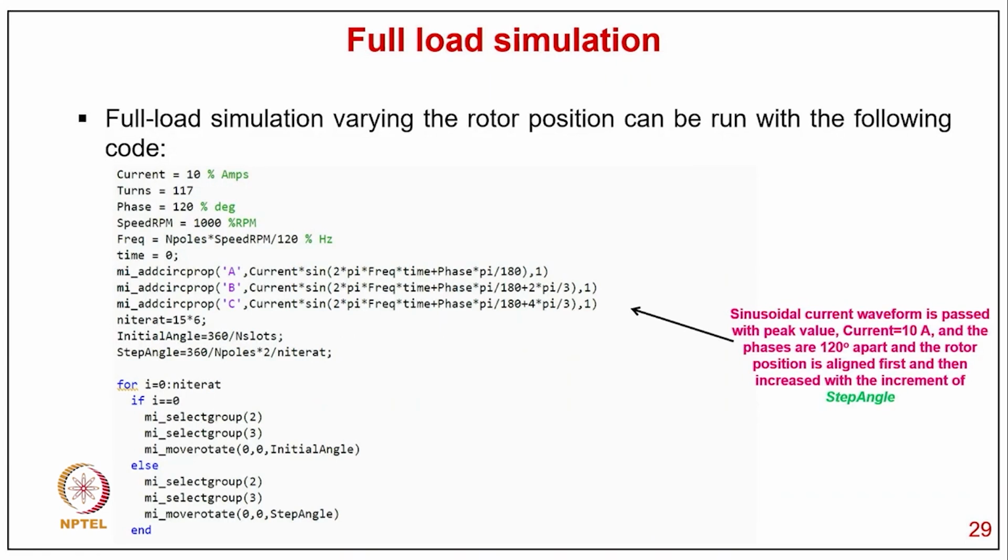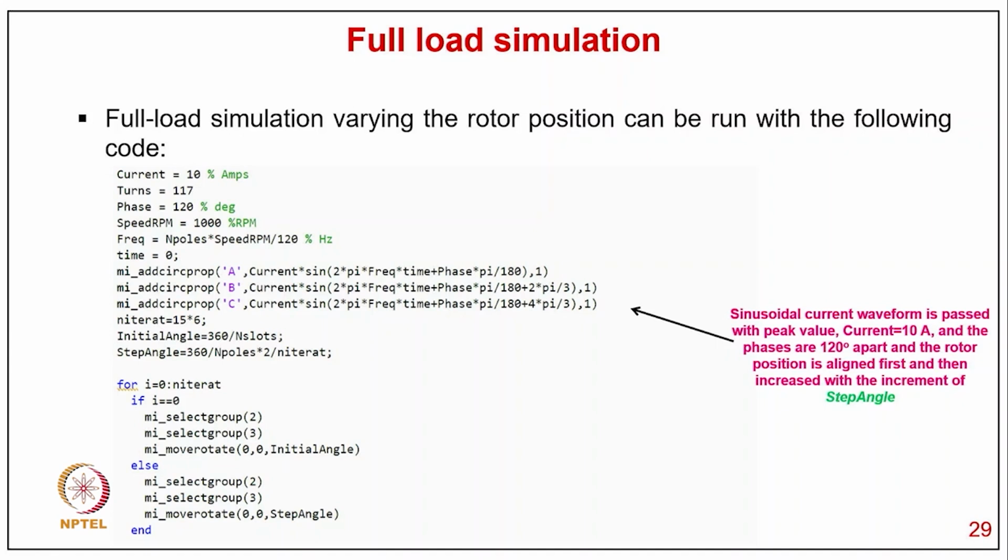Then full load simulation varying the rotor position can be done with the following code. The current equal to 10 ampere, turns 117, phase 120 degree, speed RPM 1000, frequency equal to n_pole into speed divided by 120, time equal to 0. mi_addcircuit A, current sine 2 pi into frequency into time plus phase pi by 180, 1, and mi_addcircuit B, current sine 2 pi frequency time plus phase pi by 180 plus 2 pi by 3, 1, and similarly mi_addcircuit for C phase, current sine 2 pi frequency time plus phase pi divided by 180 plus 4 pi by 3, 1, and n_iteration 15 into 6, initial angle 360 by n_slot, and step angle 360 divided by n_poles into 2 divided by n_iteration.